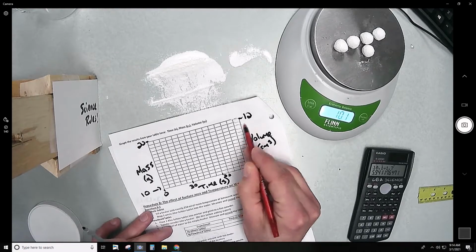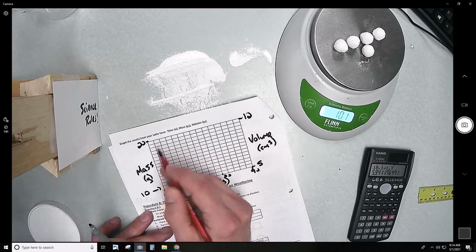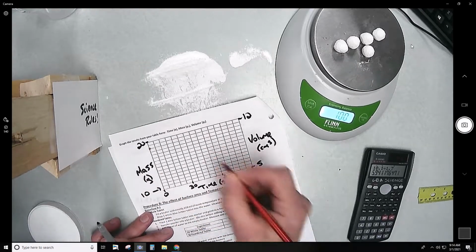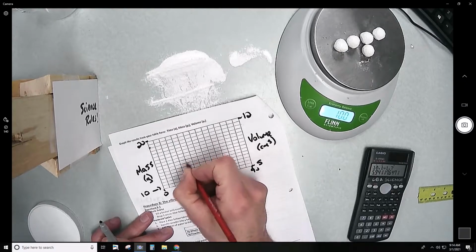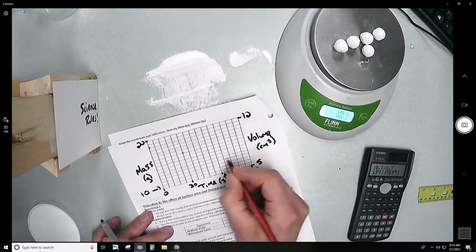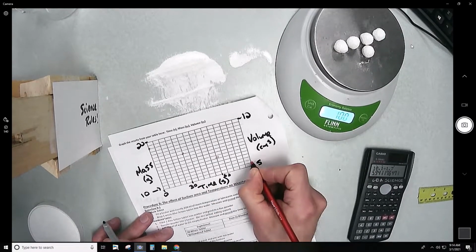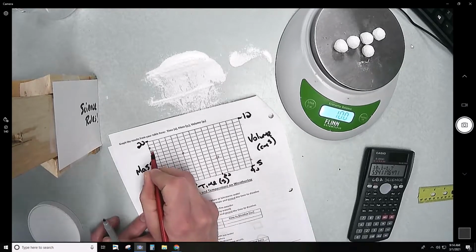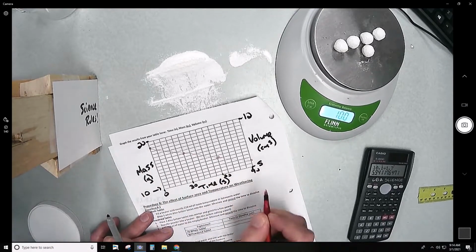But that's at time 0, so my dot is going to be all the way over here. So my volume line is going to be like this, and it gets a little bit lower. Here's at 30 seconds, right? And then at 60 seconds, and then at 90 seconds. So I'm going to have a line that kind of decreases like this, okay?